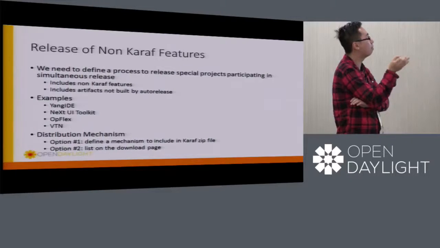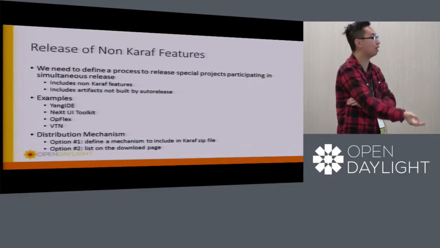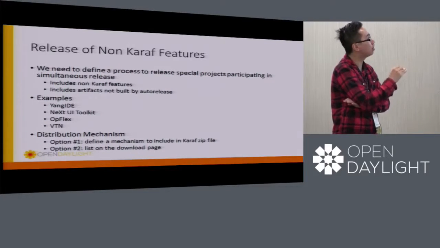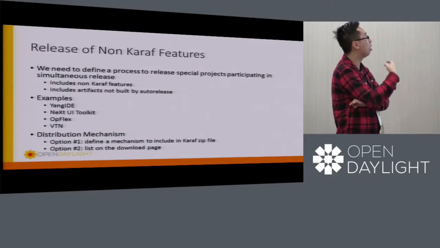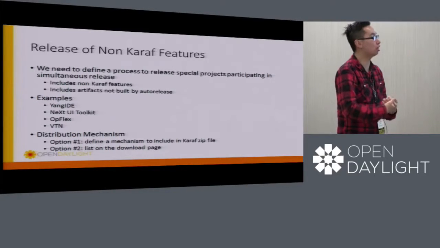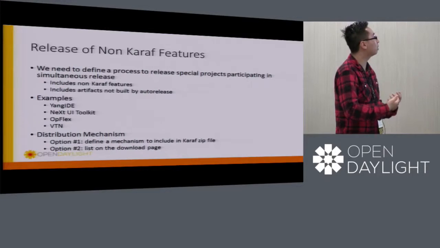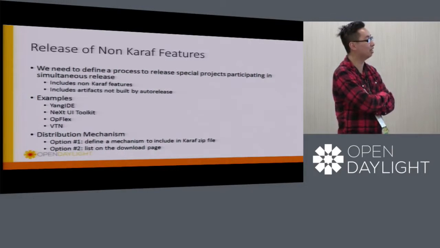So going back, to recap, some projects do not need to participate in the simultaneous release, and it shouldn't impact them in terms of getting to maturity. But for the projects that do decide to participate in the simultaneous release, should we define the process for how they should distribute their artifacts? Should we try to include it in the Karaf zip file like VTN has done? Or should we just leave it open-ended per project basis like Opflex and NextUI? I'm just asking the community here.